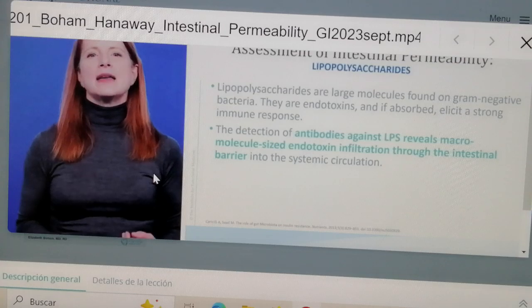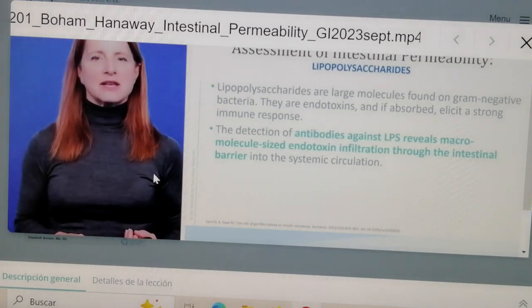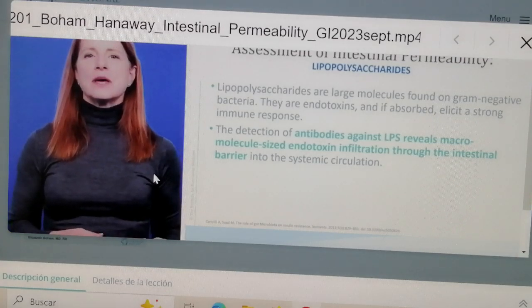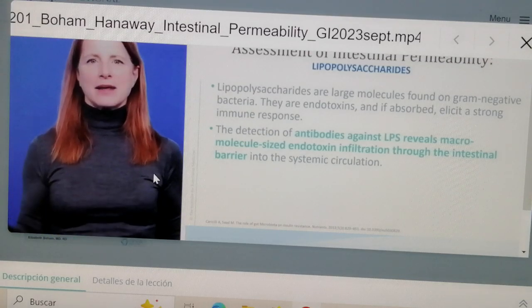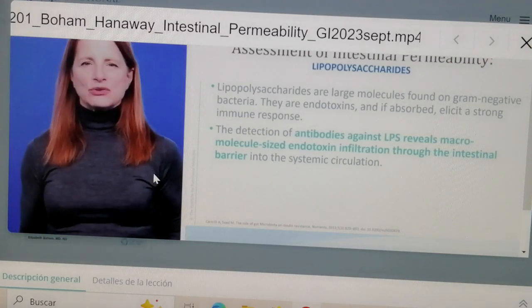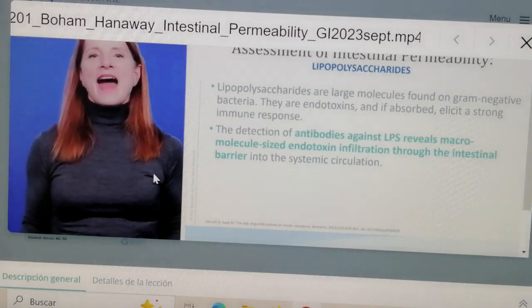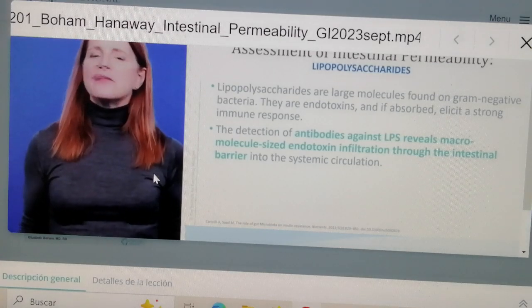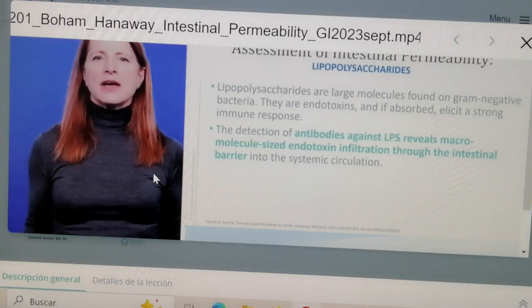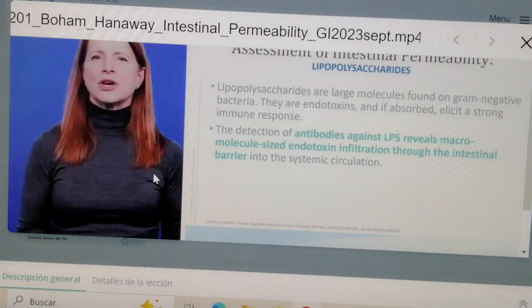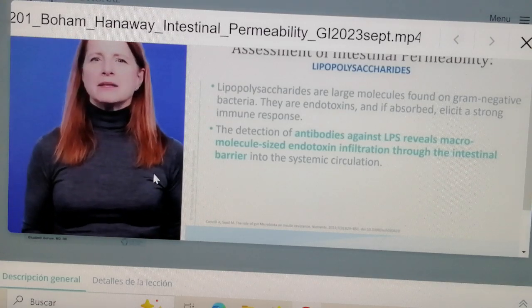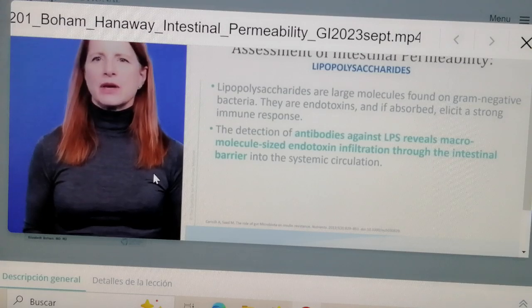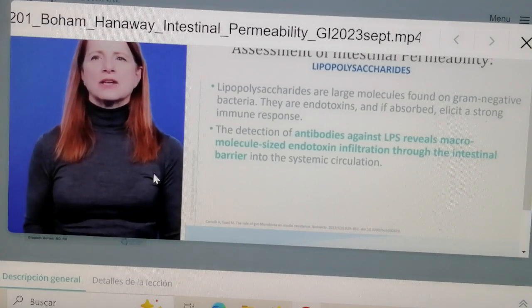One, it tells you that somebody has increased intestinal permeability because these particles, these lipopolysaccharides, are getting into the body. The other thing it tells you is that they have a dysbiosis potentially, that there's an imbalance in the gut bacteria and there's high levels of bacteria that are producing these lipopolysaccharides. So antibodies against lipopolysaccharides are telling us two things. We do know there's an endotoxin.